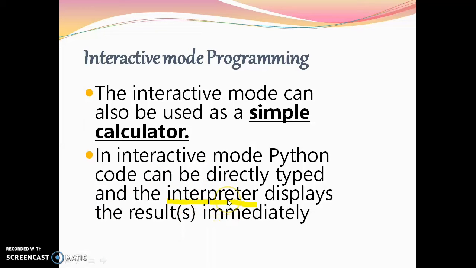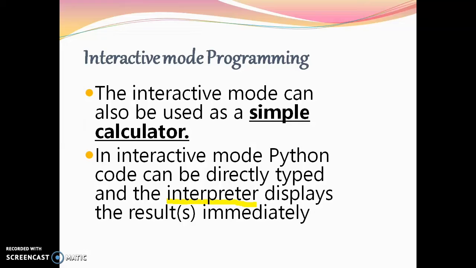Can you remember what is meant by source code? Source code is code written in a high-level programming language. That source code must be translated into object code. Only then can the computer understand it, process the data and produce the result. The translation process is done by the interpreter.